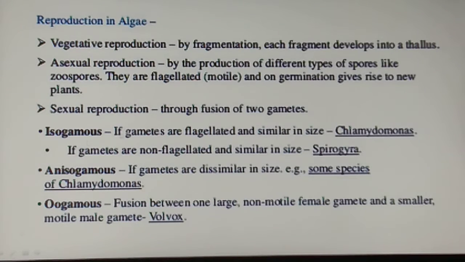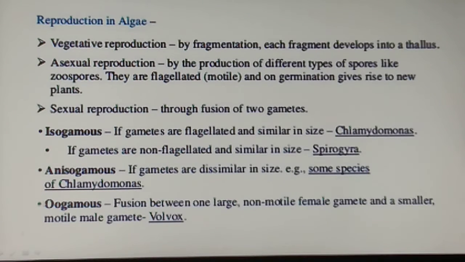So what is isogamous here? Iso means same. If gametes are flagellated and similar in size, then this type of gamete is said to be isogametes. This is the isogamous condition, for example, Chlamydomonas. The gametes are so similar, almost identical, that it is very difficult to tell which one is the male gamete and which one is the female gamete.